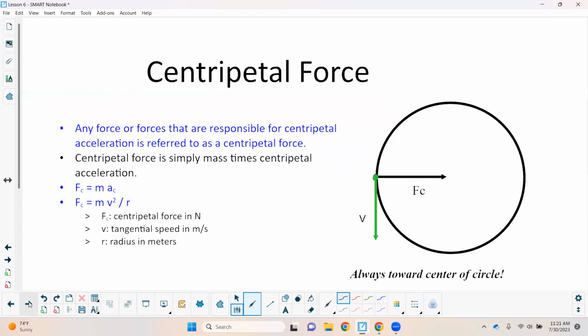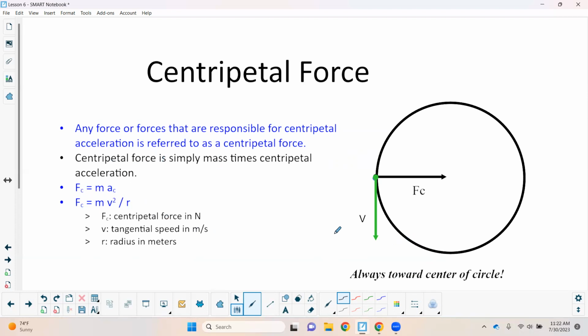We've already talked about if there's an acceleration, there's a force. So there's a special group of forces called centripetal forces, which cause things to turn. It's any force that is responsible for a centripetal acceleration. Centripetal force is simply the mass times the acceleration again. So it's Newton's second law, F equals ma. It's just got these little subscripts of c. So Fc equals m ac, and you could replace ac with the equation for centripetal acceleration we've covered before. It's v squared over r.